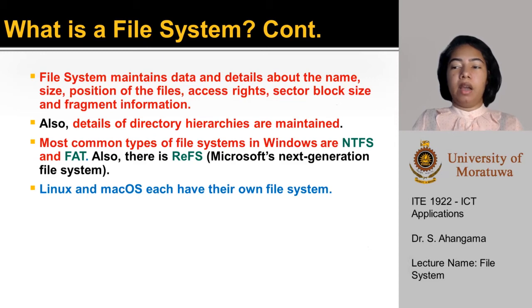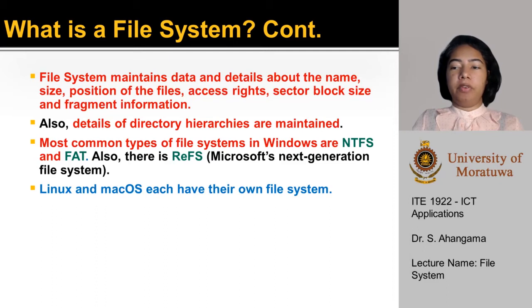and time, current size, last modified date and time, the position of the files, sector block size, fragment information, and protection information. The protection attribute assigns and controls the file's access rights to read, write, and execute. Also, details of directory hierarchies are maintained.